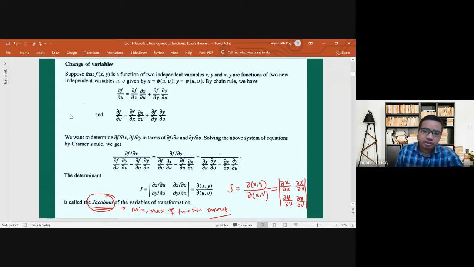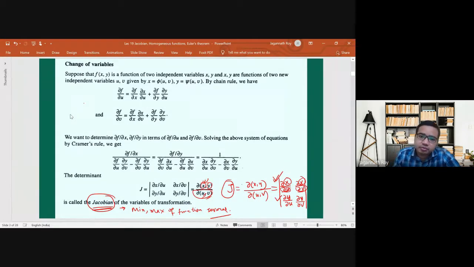Note that it is very easy to remember this expression of J. It is a determinant. In the numerator, x and y are the variables, so x will be there in the first row and y will come in the second row. In the denominator, u and v are there, so partial derivatives with respect to u and v will be there. The denominator will always give u and v.